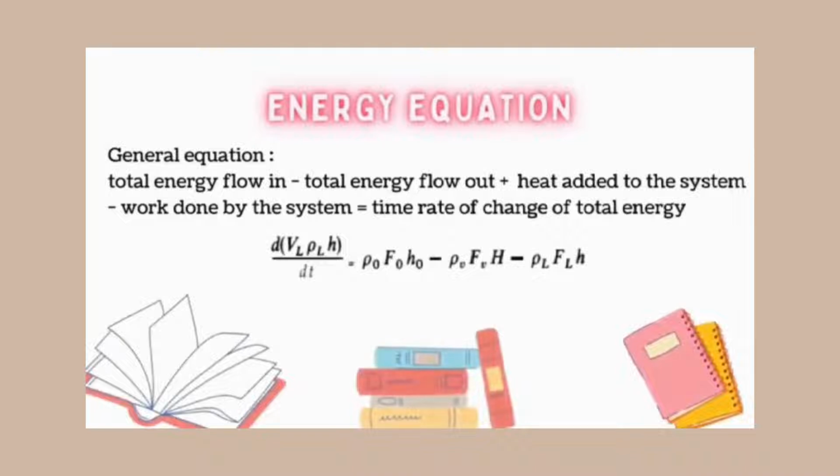The third is the energy equation. The general equation is total energy flow in minus total energy flow out plus heat added to the system minus work done by the system equals time rate of change of total energy. So, for the practical model, the energy equation is d(VL rho L H)/dt equals rho naught F naught H naught minus rho V FV H minus rho L FL H.